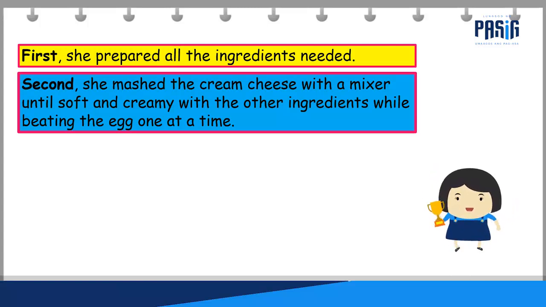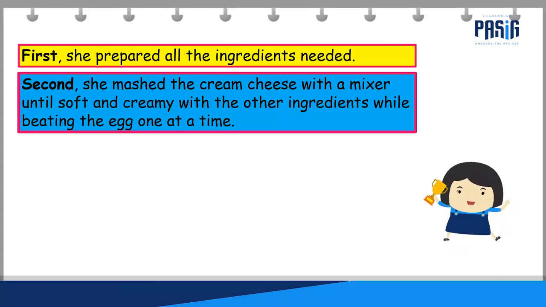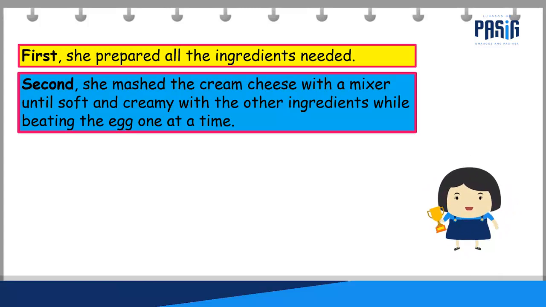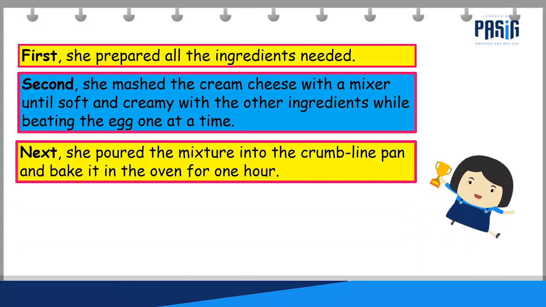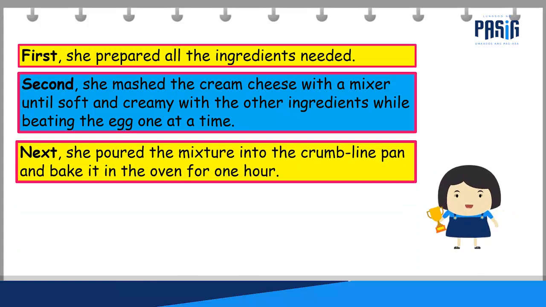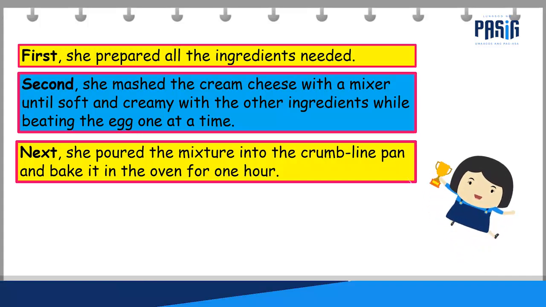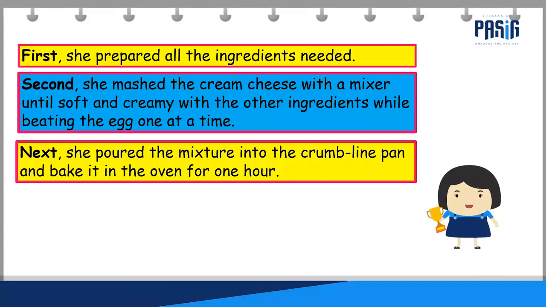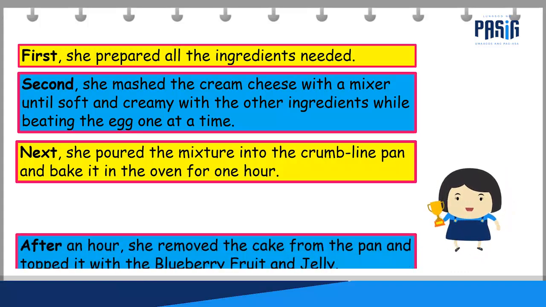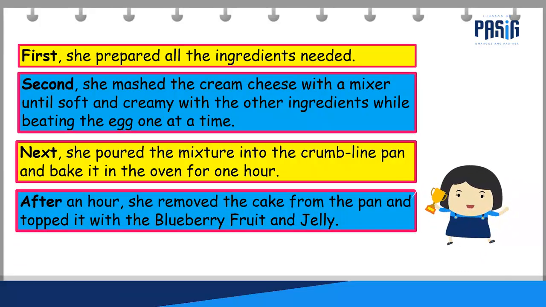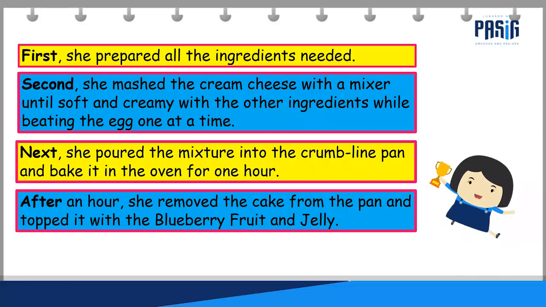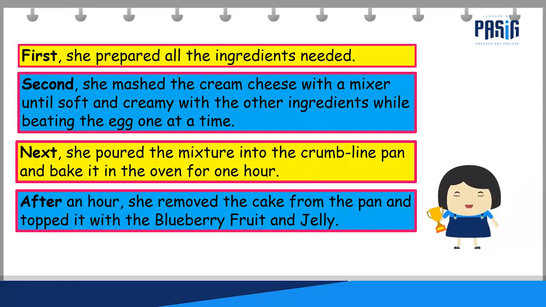What did she do next with the mixture? Bravo! Next, she poured the mixture into the crumb-lined pan and baked it in the oven for 1 hour. It is the third step before removing the cake from the pan. After an hour, what did she do? Great! After an hour, she removed the cake from the pan and topped it with the blueberry fruit and jelly. The fourth step before serving the cake for the celebrant.